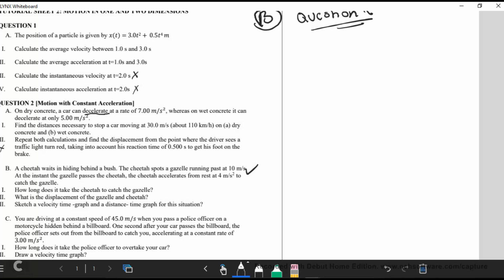At the instant the gazelle passes the cheetah, the cheetah accelerates from rest at 4 meters per second squared to catch the gazelle. So what are you supposed to do? They're asking how long does it take the cheetah to catch the gazelle? What is the displacement of the gazelle and the cheetah? Then the other one says sketch the velocity time graph and the distance time graph for the situation. So here are the issues that you need to take note of.